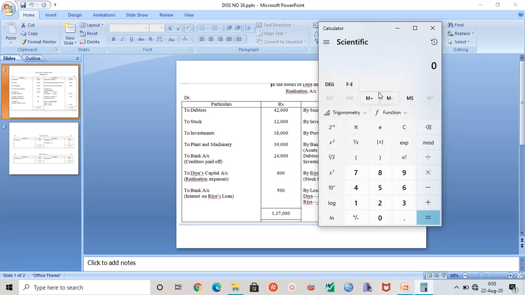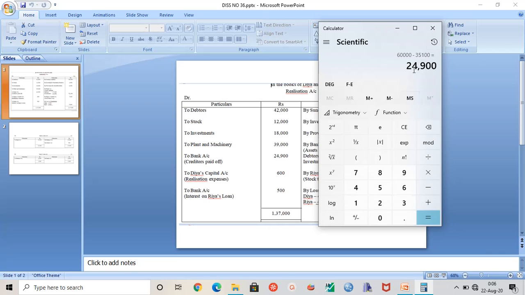Let us go to scientific. 39,000 into 10, divided by 100, so this is going to be 3,900. 10% of 39,000 will be 3,900. Now from 39,000, if we subtract 3,900, it will be 35,100. This plant and machinery, which was 39,000, will now be used to pay the creditors at a 10% discount, amounting to 35,100. Now the total amount of creditors is 60,000 minus 35,100. How much is the leftover?